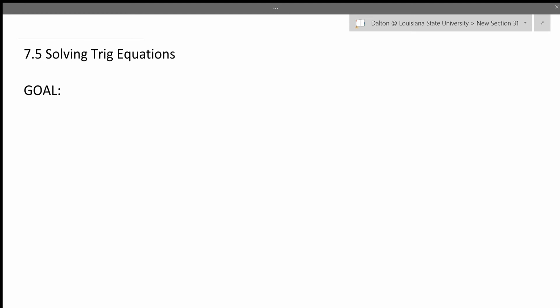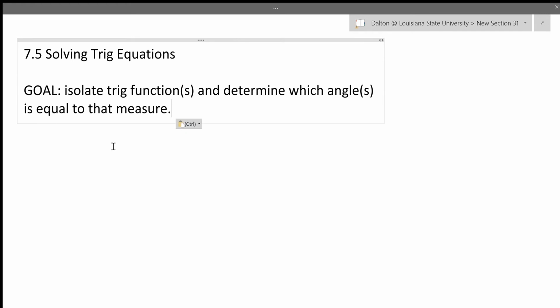Well, the goal is still the same in trig equations. We want to isolate our variable, but even before we can isolate the variable, we also want to isolate the trig function. So in other words, your trig functions almost act as a variable themselves, aside from theta. And sometimes there's more than one trig function. That's why I say isolate trig function or functions. Determine which angle or angles, sometimes there's more than one answer, is equal to that measure. And this is the extent of our notes.